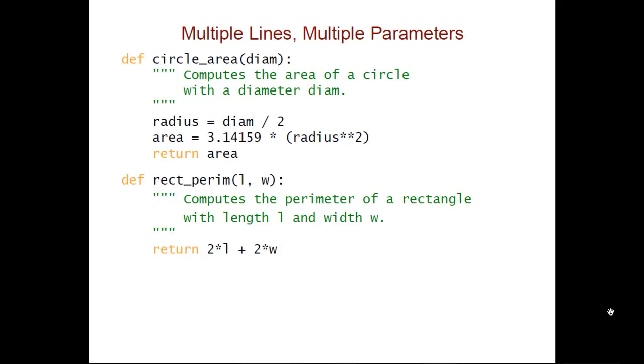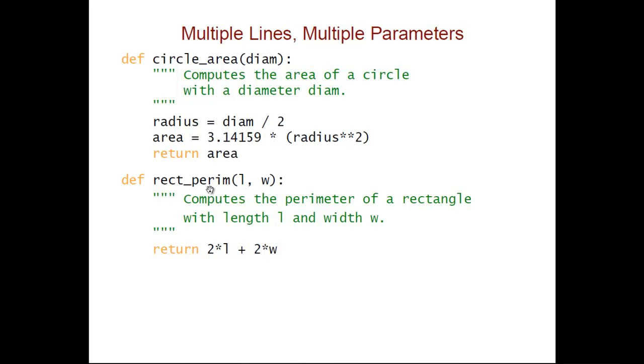Here are 2 other functions, and you can see that it's possible for a function to have multiple lines that are part of it, and see how they're all indented the same amount. So this function is called circle area. It takes a single value, which is the diameter of the circle. It computes the radius using division, assigns that to a variable. Then it computes the area, and notice how we're doing exponentiation here, squaring the radius, multiplying it by an approximation of pi, storing that in a variable called area, and then we return whatever value is in that variable.